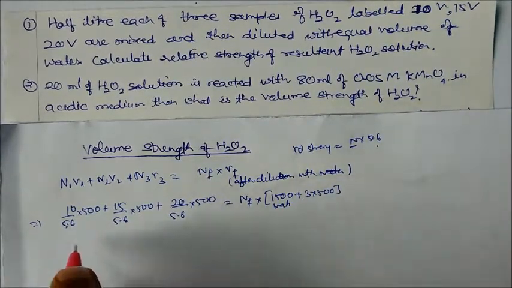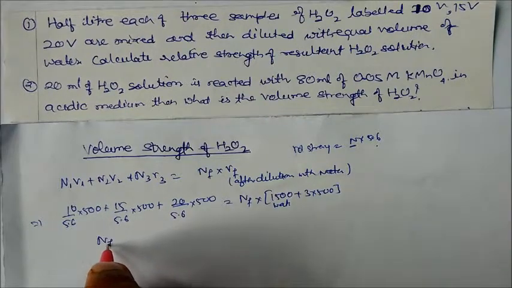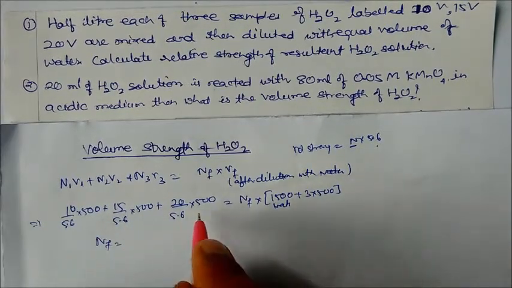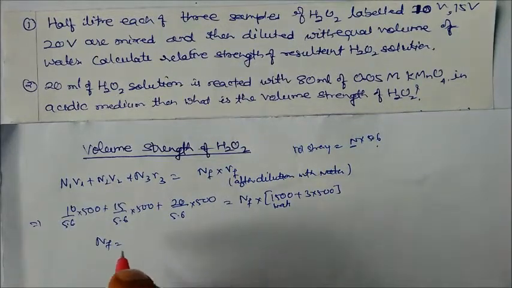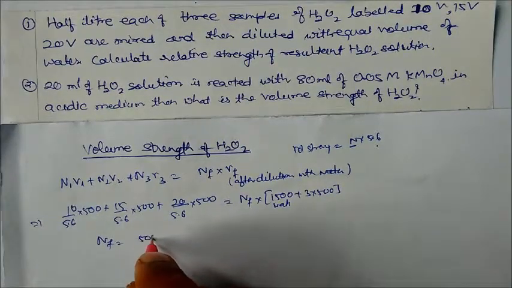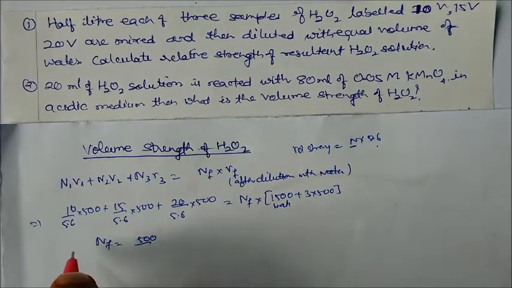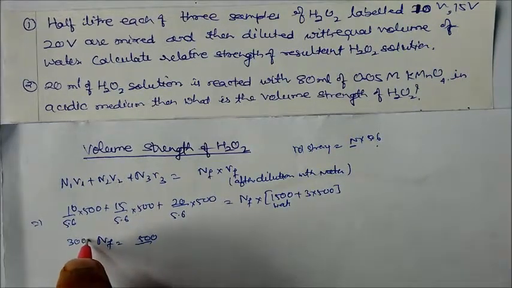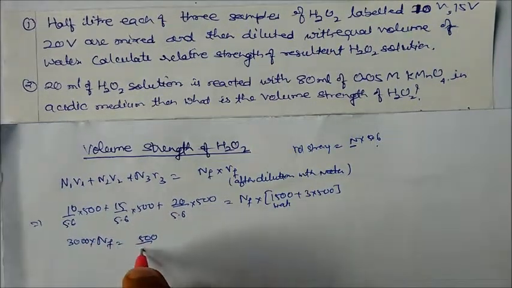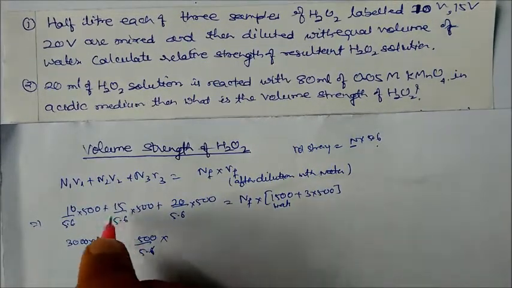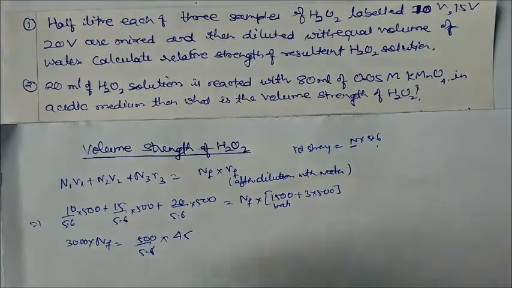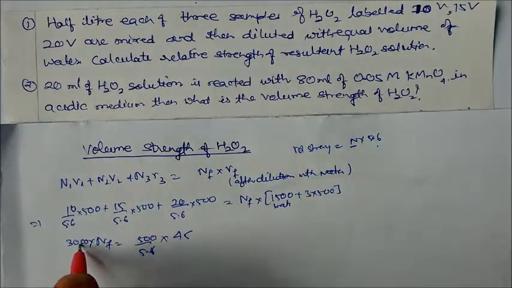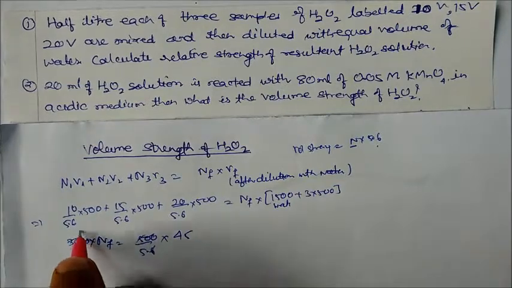So the normality of the final volume: again 500 is common and 5.6 is common. So we can write 500 by 5.6 multiplied by 10 plus 15 plus 20, which is 45, equal to 3000 into the normality. Again, we can see this will cancel, and this will be 6.